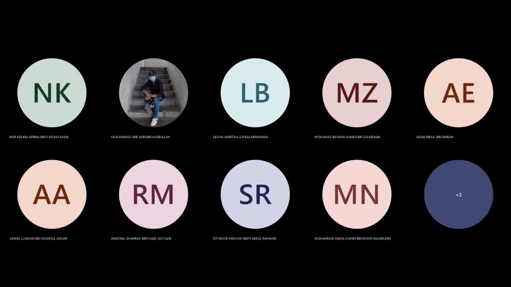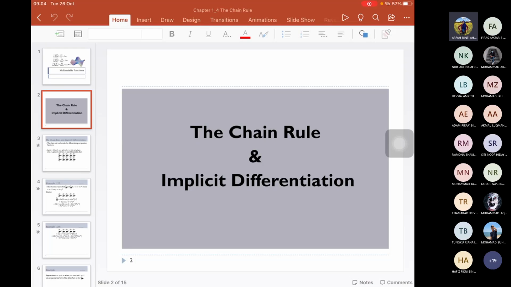Assalamualaikum everyone. Today we are going to continue our lecture with the fourth part of chapter 1, that is the chain rule and implicit differentiation.